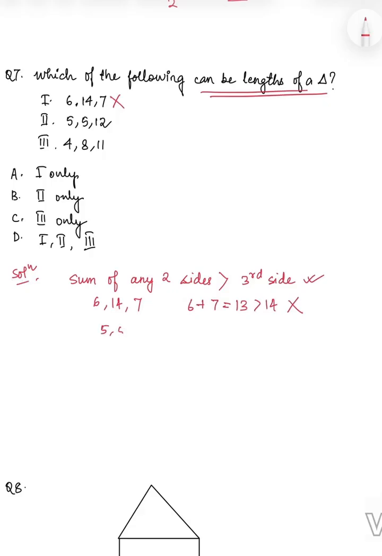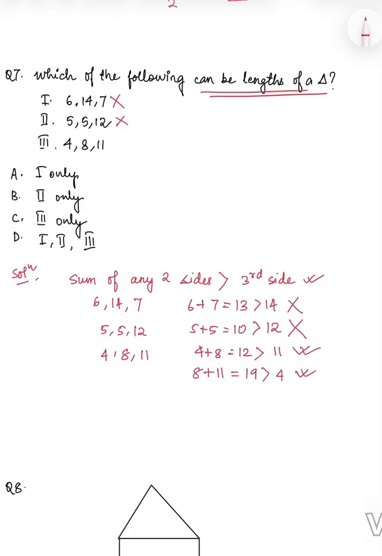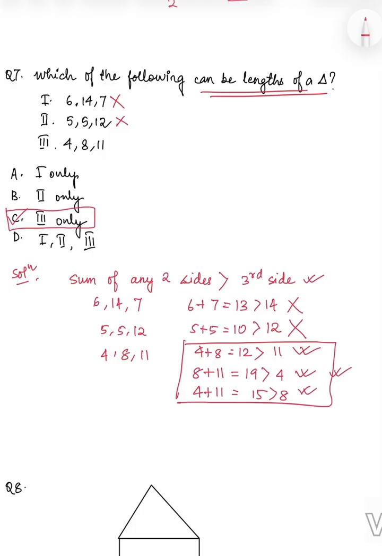Second, 5, 5, 12. 5 plus 5 is 10. Is it greater than 12? No. This is also not correct. Next, 4, 8, 11. 4 plus 8 is 12. Is it greater than 11? Absolutely. 8 plus 11 is 19. Greater than 4? Absolutely. 4 plus 11 is 15. Greater than 8? Absolutely. So all three conditions are proper. So option C is the correct choice for this question.